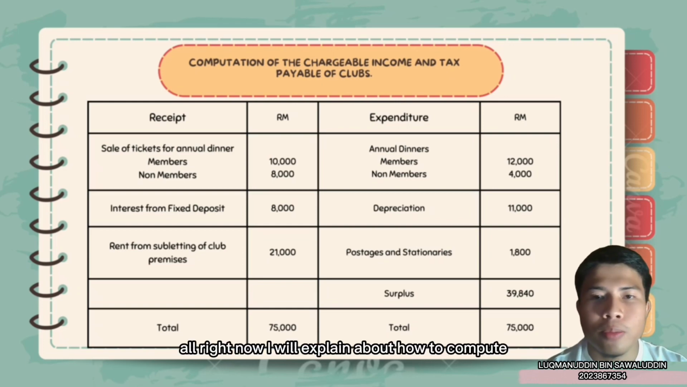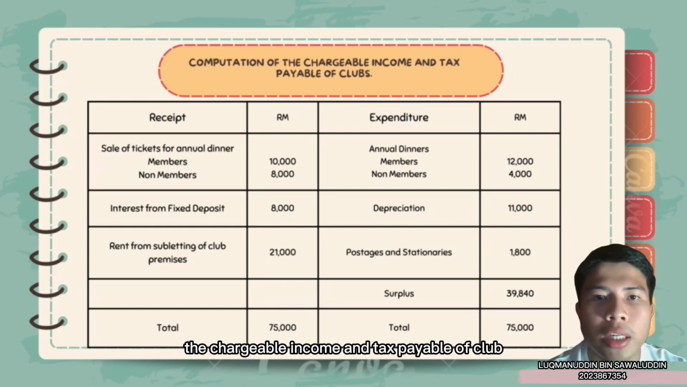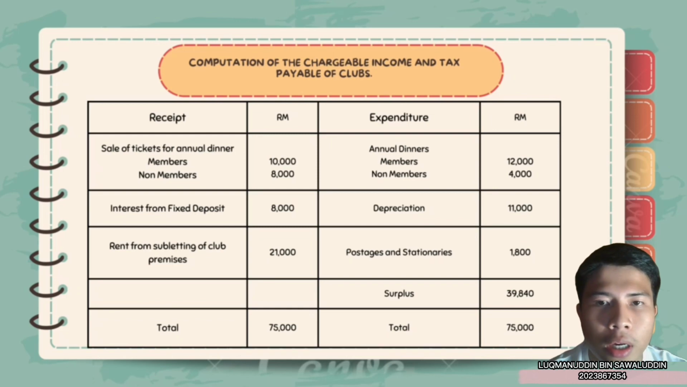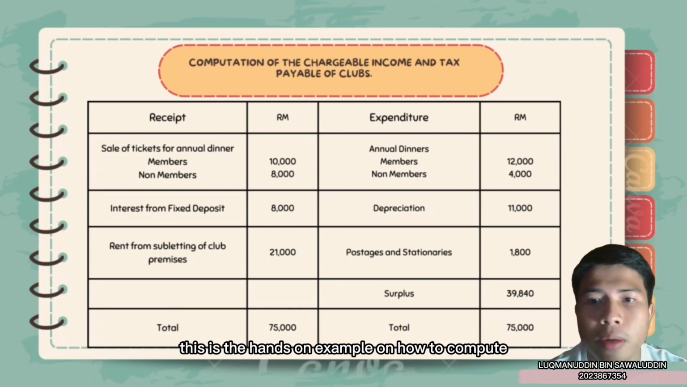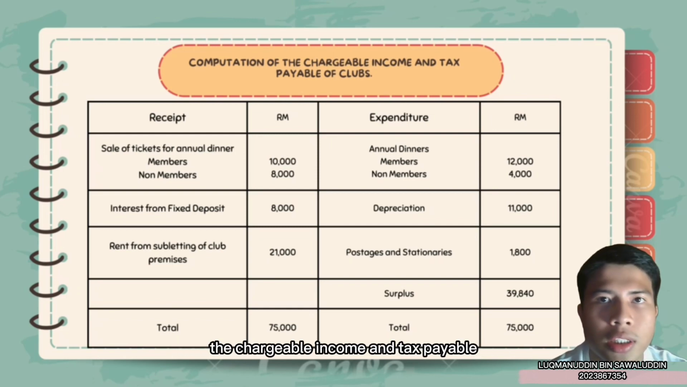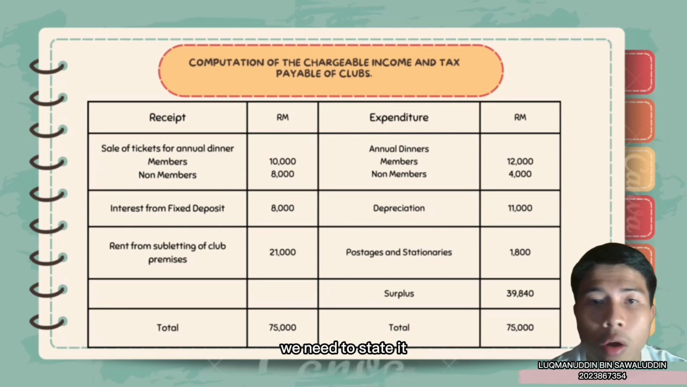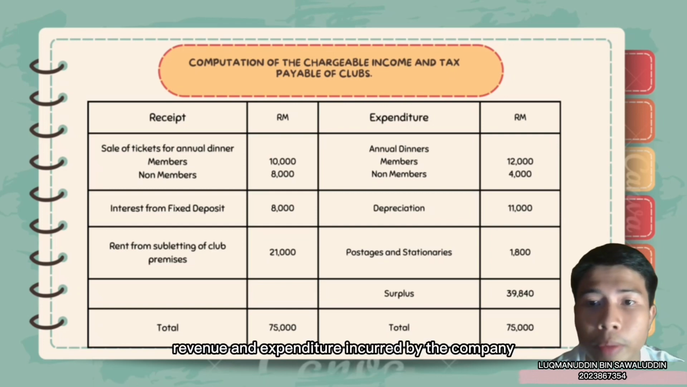Alright, now I will explain how to compute the chargeable income and tax payable of a club. This is the hands-on example on how to compute the chargeable income and tax payable. First of all, we need to state all those revenue and expenditure incurred by the company.